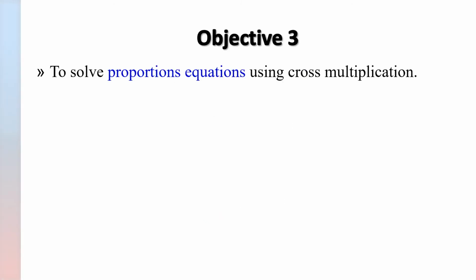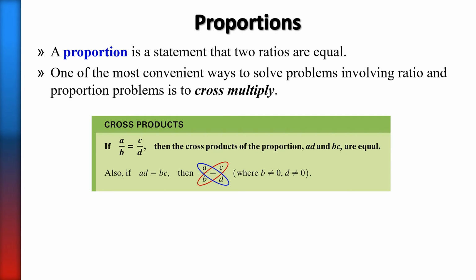The next objective, we're going to solve proportion equations using cross multiplication. A proportion is a statement that two ratios are equal. One of the most convenient ways to solve problems involving ratio and proportion is to use the cross multiplication method. So for example, if A over B is equal to C over D, then the cross products of the proportion, A times D and B times C, are equal to each other.